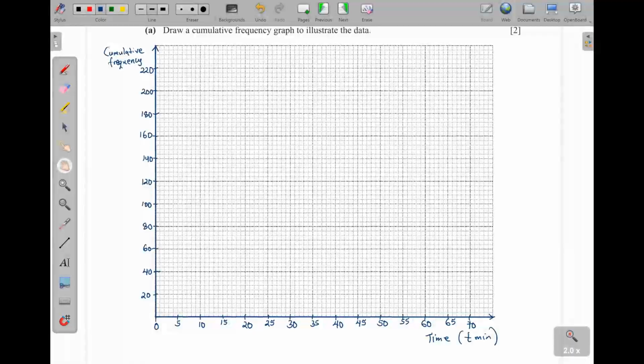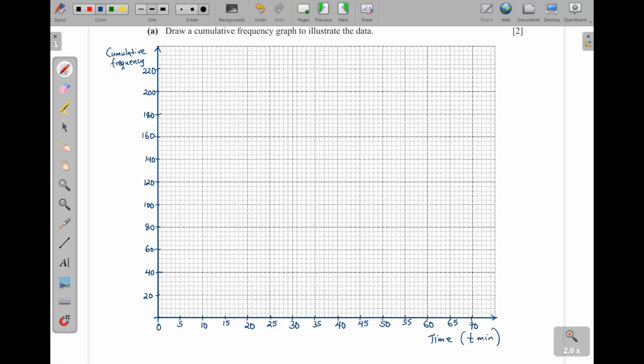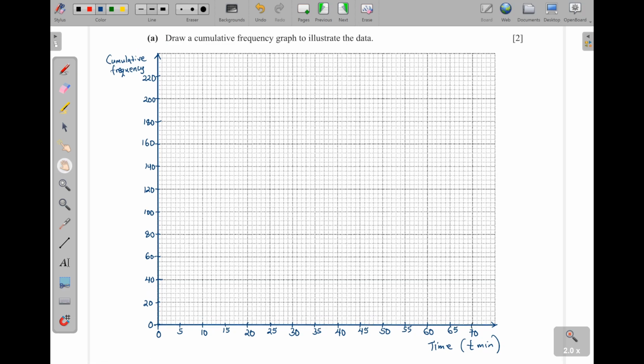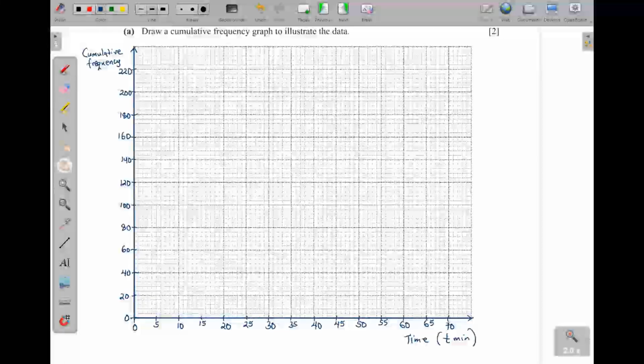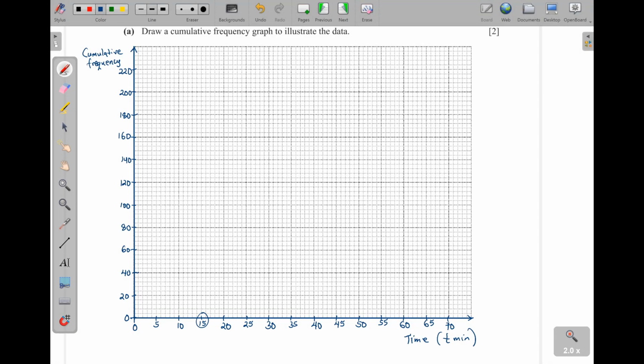Then we can now plot those upper class boundaries against the cumulative frequencies we have gotten. So we have 15 and 18. You need to get the equivalence of a small box before you start. One small box here is equivalent to, I'm adding 20 every now and then, but divide by 5, so this one will be equivalent to 4. And then, of course, here it is 1. Now, 15 and 18. So this will be here.